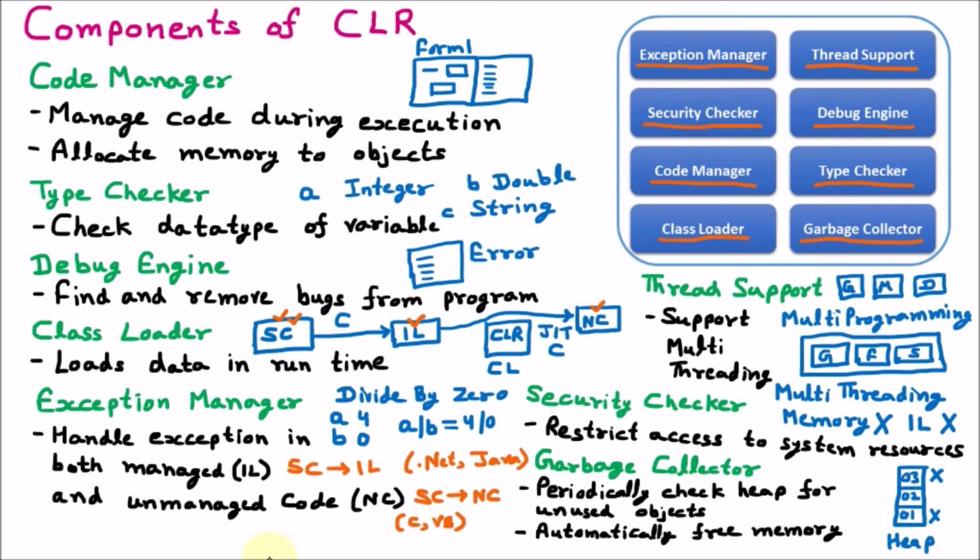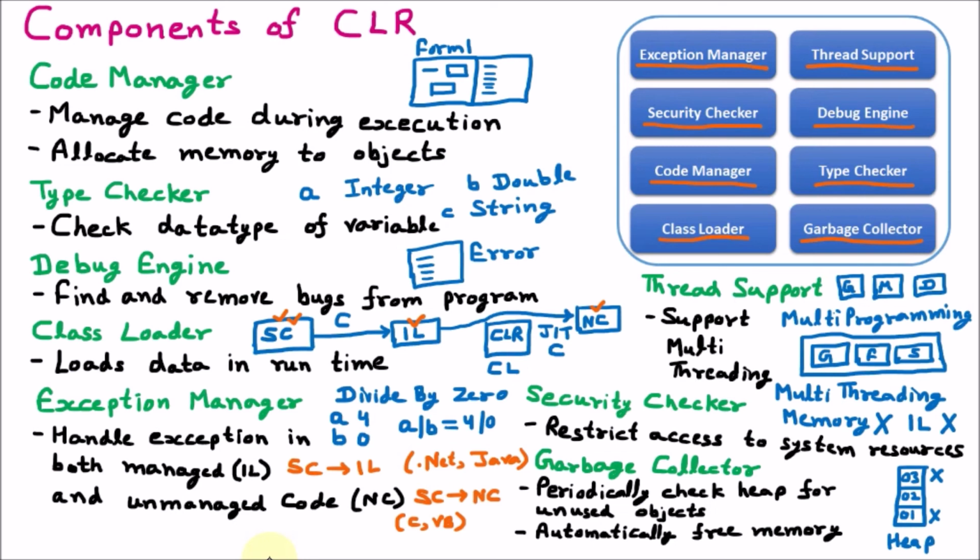With the help of this garbage collector we have automatic memory management. So if we talk about the components of CLR, first of all we have the code manager, which manages the code. Then we have the type checker, which checks the types, then the debug engine, which finds bugs in the system. Afterward comes the class loader. Whenever we convert the code to intermediate language, that intermediate code should be loaded. This is the task of the class loader. Then there is the exception manager.